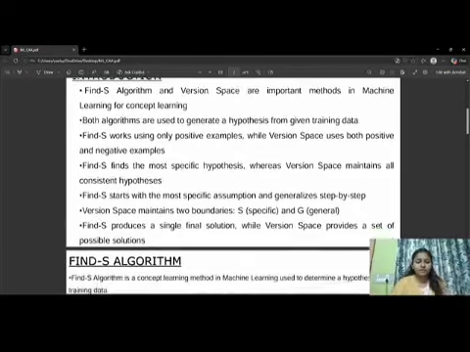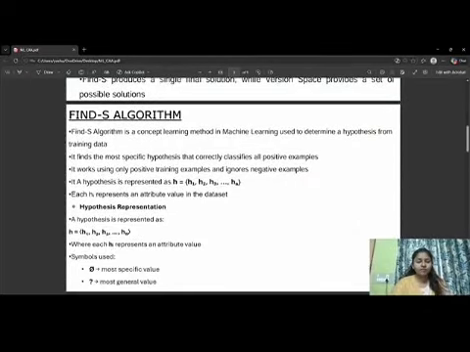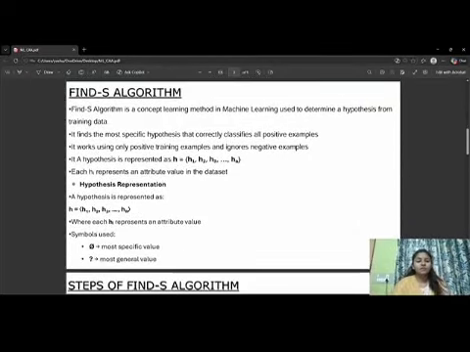Next, now we'll see what the Find-S algorithm is. The Find-S algorithm is a concept learning method in machine learning used to determine the hypothesis from the training data. What it actually does is find the most specific hypothesis that correctly classifies all the positive examples. As I told you before, it only works on the positive examples but not on the negative examples. It works only on positive training examples and ignores negative ones.